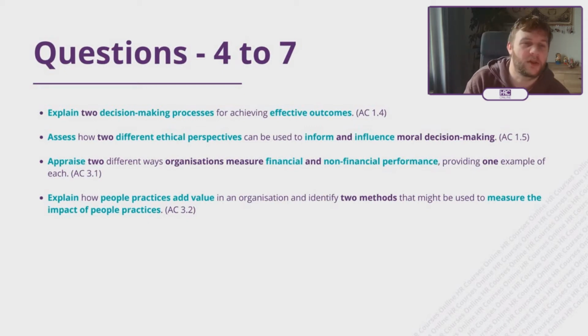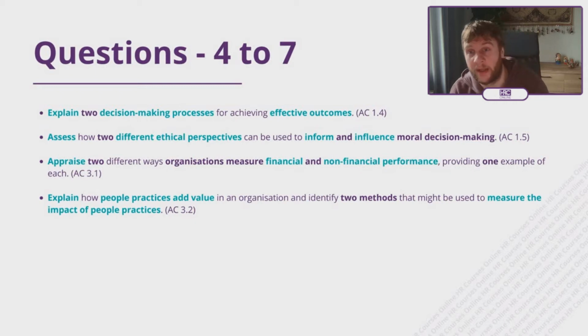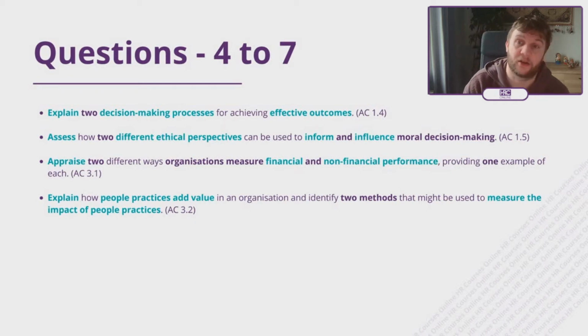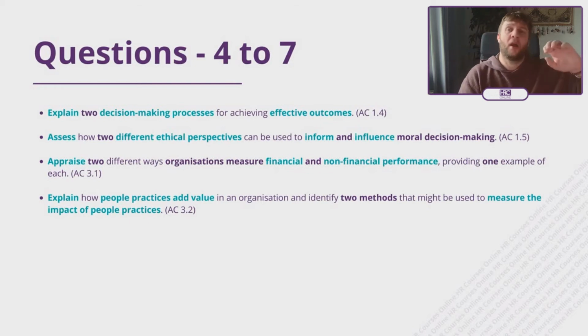Now, the final question is explain how people practice add value in an organization and identify 2 methods that might be used to measure the impact of people professionals. Now, that could be anything from staff turnover rate, it could be anything from sick days, it could be anything from training and development, it could be anything from mandatory training, GDPR breaches. Think about how you at this moment in time could add value to your organizations and how do you evidence it? And that's the critical thing that you need to think about.